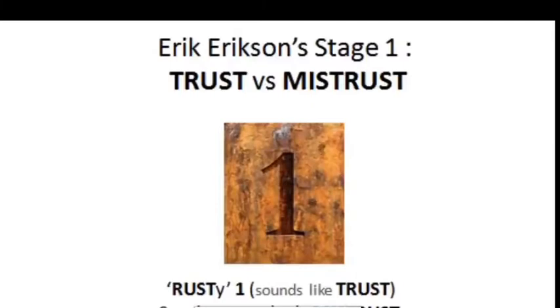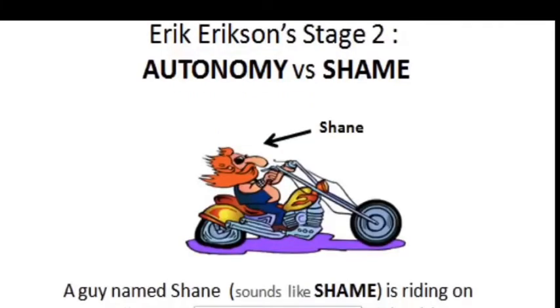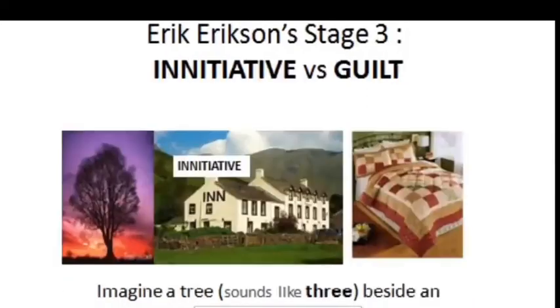Now, the second stage would be autonomy versus shame. So try to think of it. Your mnemonic would be, a guy named Shane is riding on an automatic bike. A guy named Shane is riding on an automatic bike. That means stage 2 is autonomy versus shame. Now, stage 3, it's initiative versus guilt. That's initiative versus guilt.